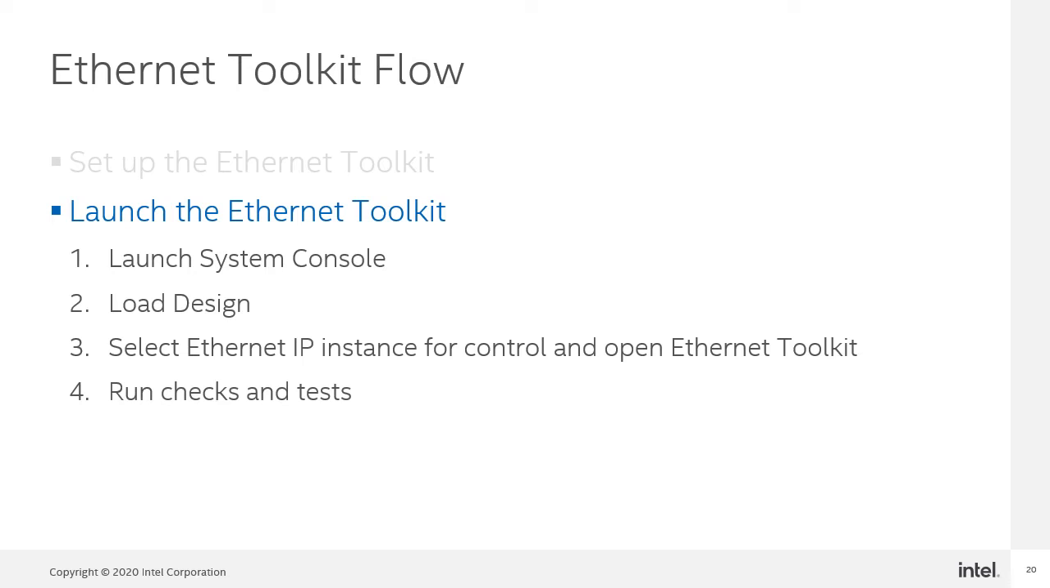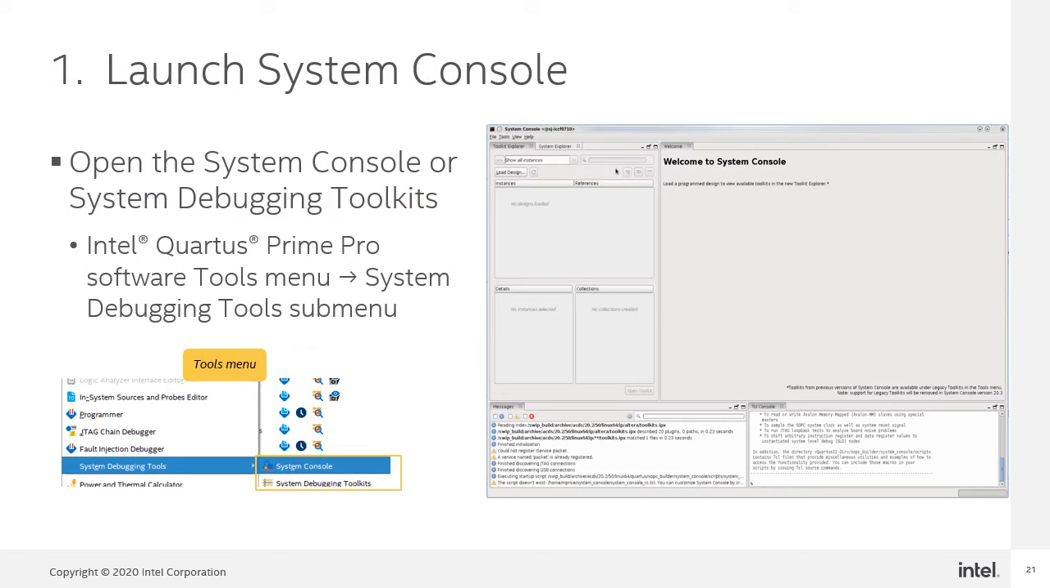Once the device is programmed, you are ready to launch the Ethernet Toolkit. There are 4 basic steps to do this, and while they're listed on this slide, let's go through them in a bit more detail. First, you launch the System Console or System Debugging Toolkits from the Quartus UI. These options can both be found in the Tools menu under the System Debugging Tools submenu.